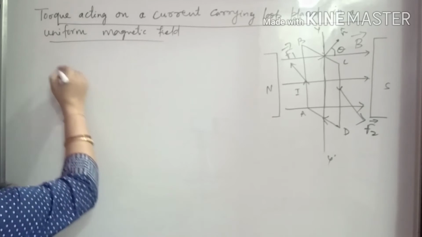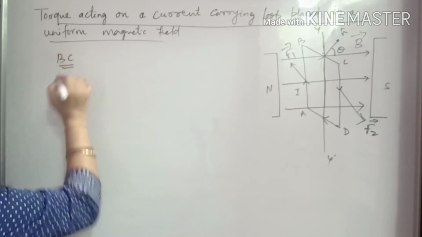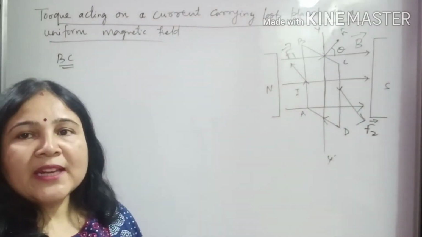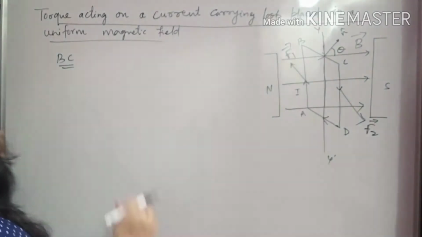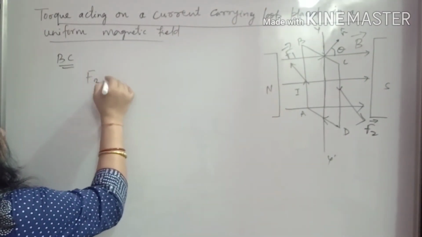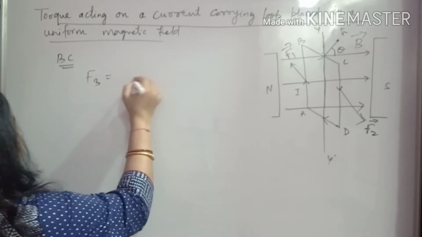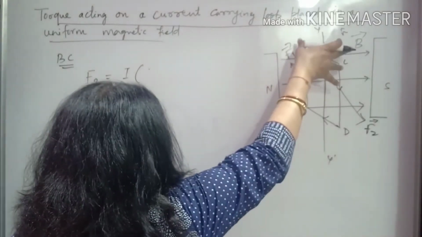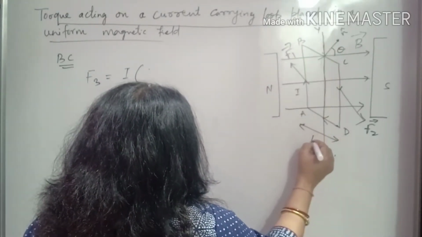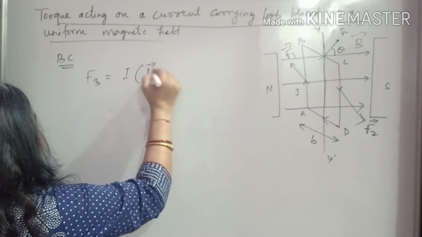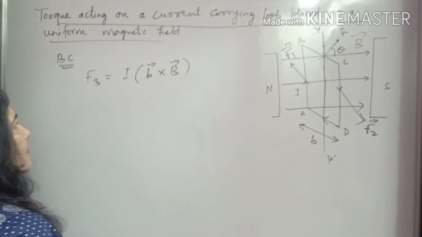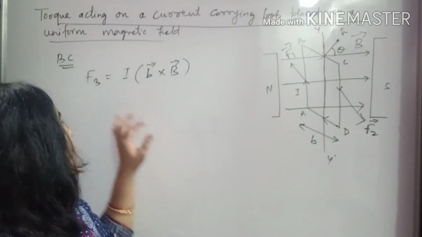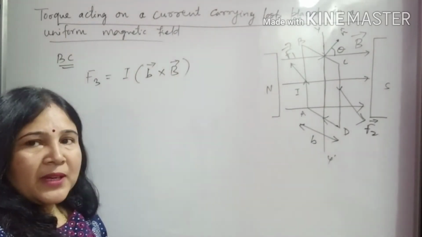Now we'll discuss the arm BC. Look at the section BC. In that case, BC is not making 90 degrees with the magnetic field. So let's suppose the force is F3, and F3 equals I, L cross B. But here the length of BC or AD is taken as b. So I'll write I b cross B, where capital B is the magnetic field. So it will be I b B sine theta.